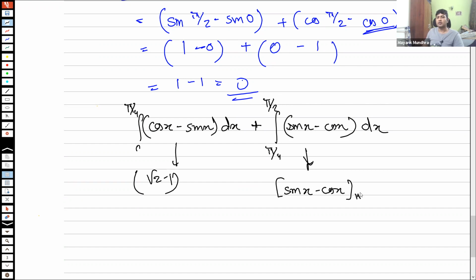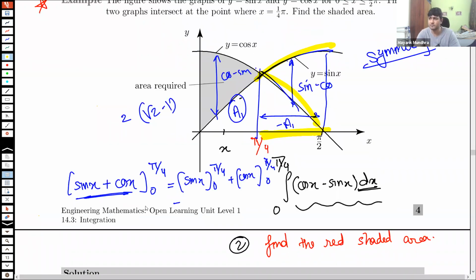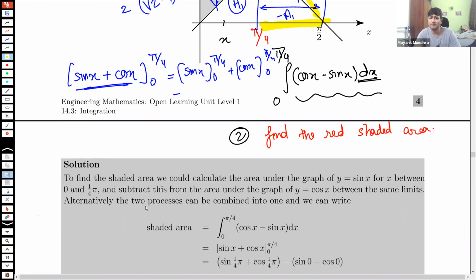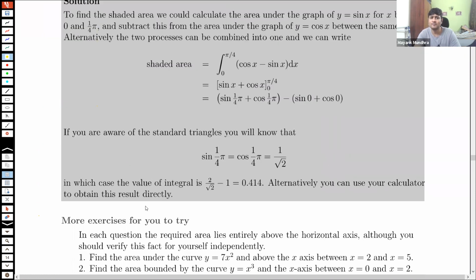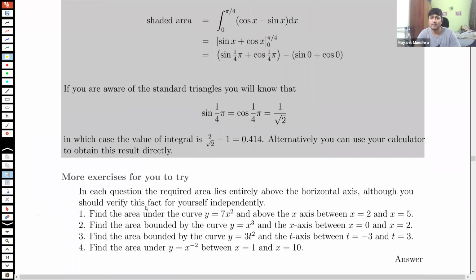Going from pi by 4 to pi by 2. And when you expand this, this will also come out as root 2 minus 1. So this root 2 minus 1 plus this root 2 minus 1, they both add up to be twice of root 2 minus 1.